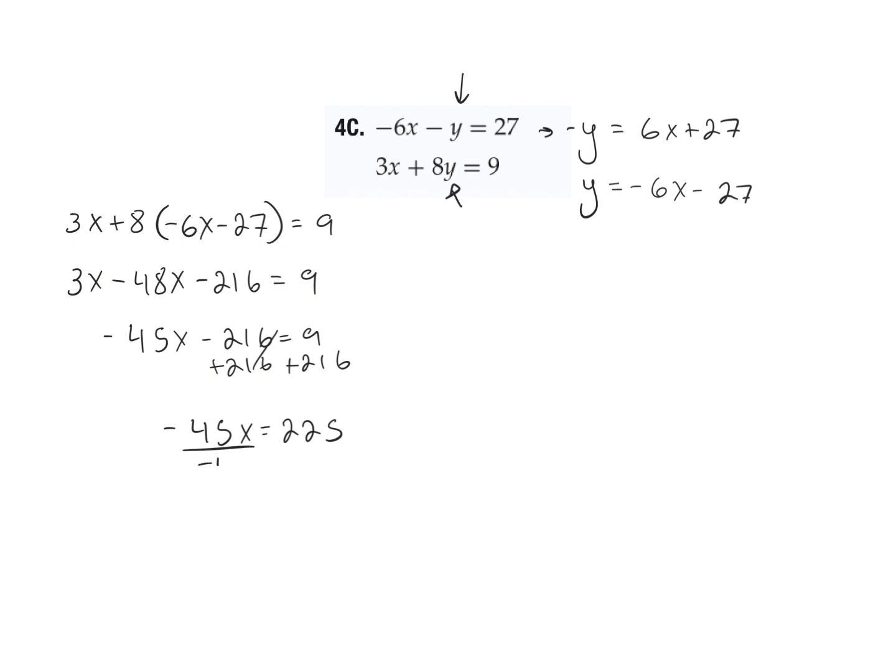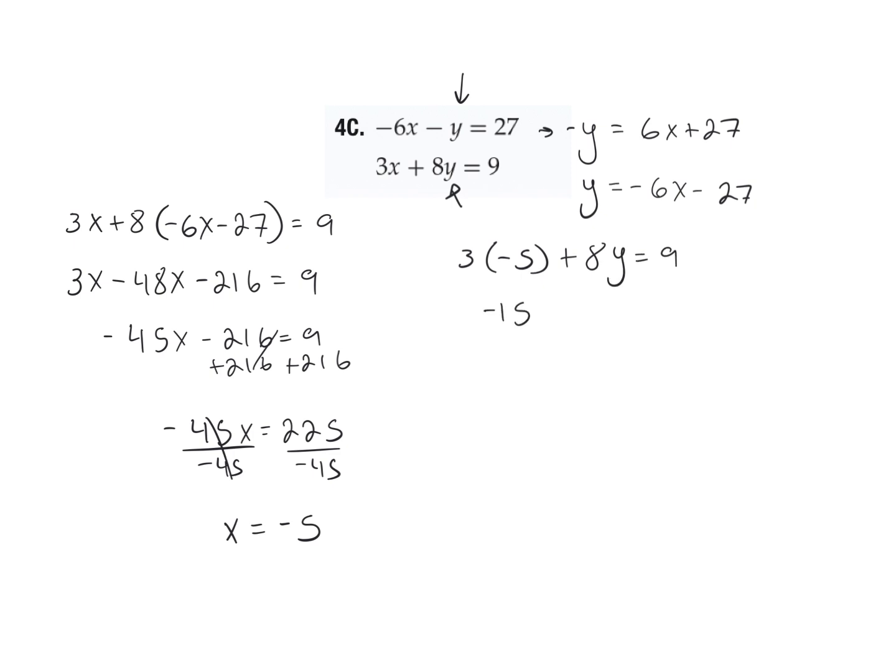Then I'll divide by negative 45 on both sides, and I'll get x is equal to negative 5. Now again, I'm going to plug it into the second equation. So it's going to be 3 times negative 5 plus 8y equals 9.